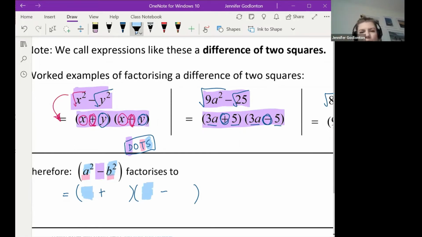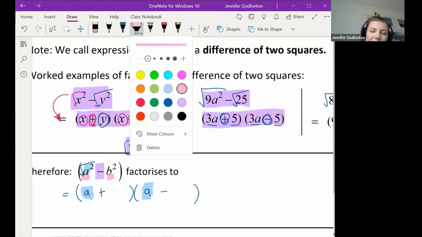So just to create a nice easy word. Okay. We're going to do the square root of a squared. So the square root of a squared gives me a. So I'm going to have an a here, and I'm going to have an a there. Okay. Then it's a different color so that you can see.